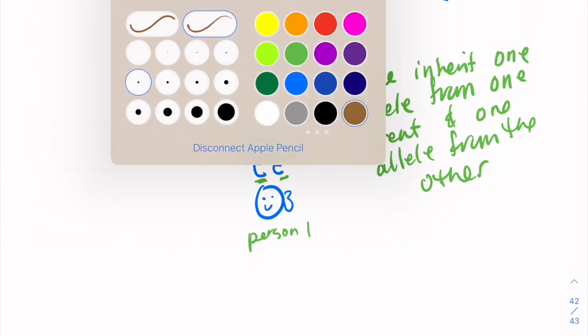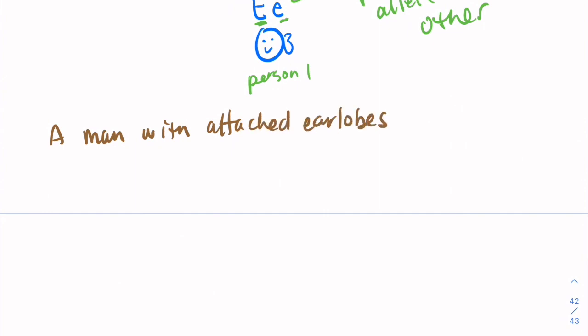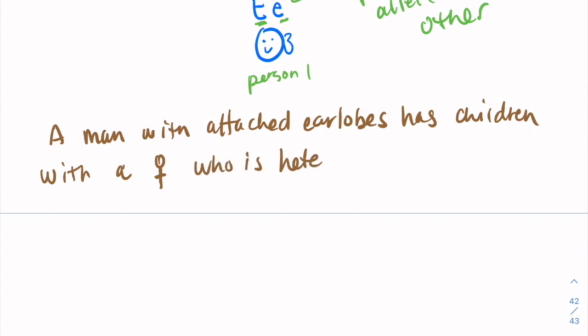You know what? No, we haven't done brown in a while. Let's say a man with attached earlobes has children with a female, I'll use the universal symbol for female right there, with a female who is heterozygous for the trait.